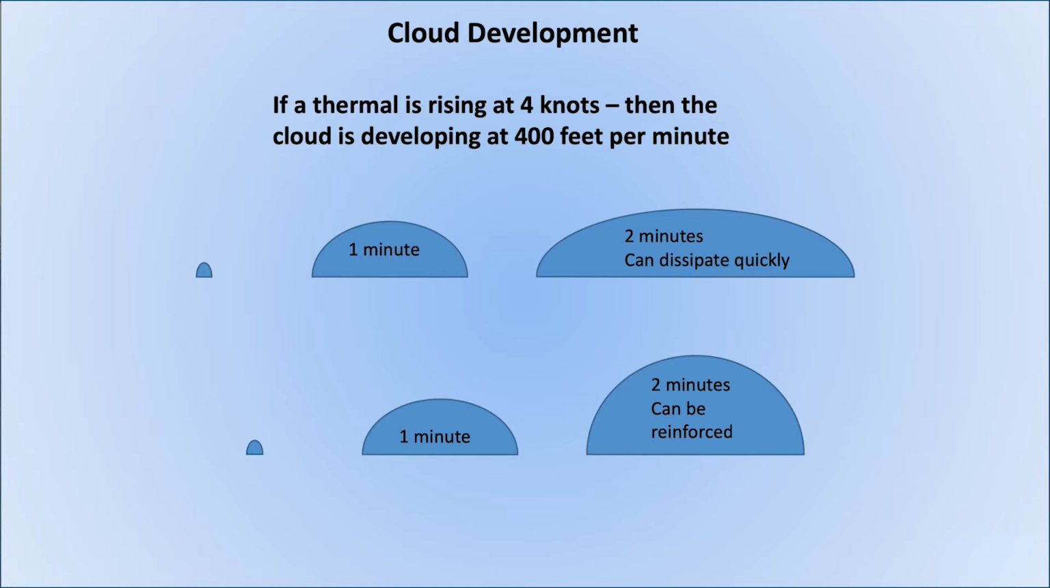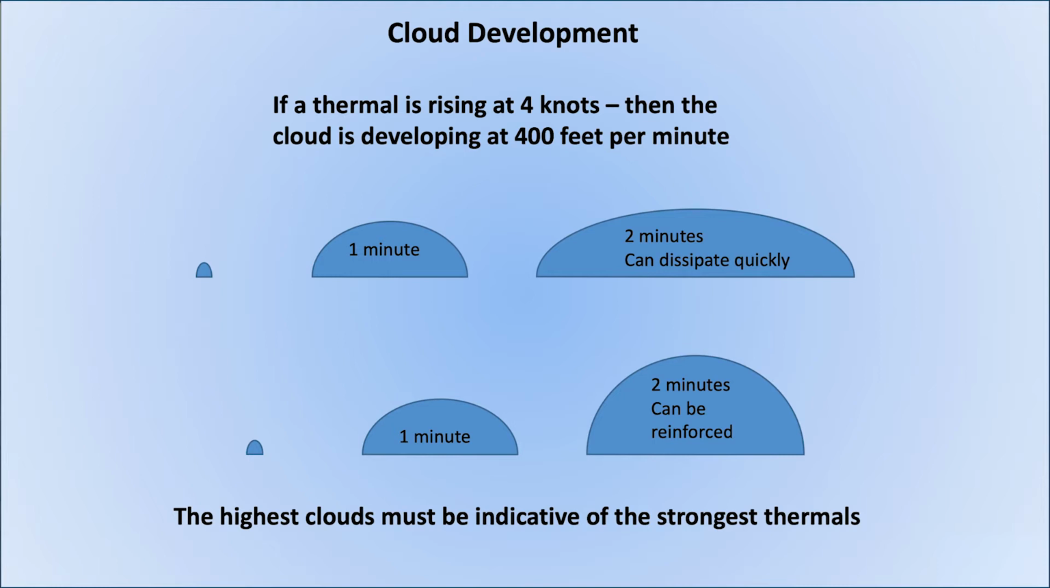However, after 2 minutes, we can see that the cloud in the top has spread out horizontally, whereas in the bottom structure, the cloud has built up more vertically. So the cloud underneath, the bottom one, is a much better thermal than the top one. The highest clouds must be indicative of the strongest thermals.